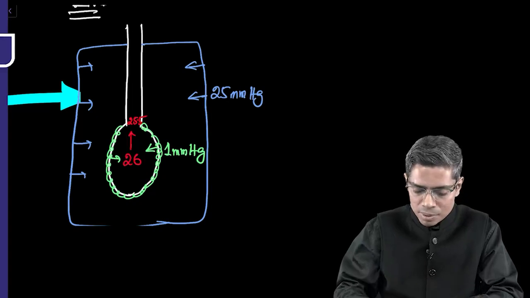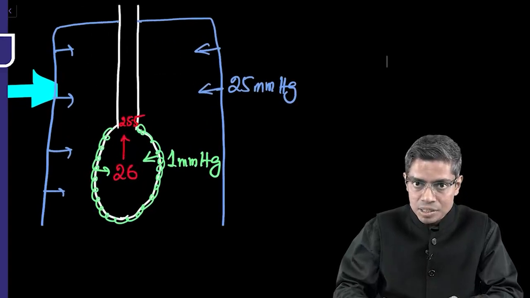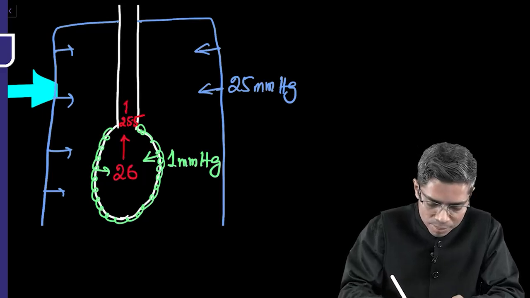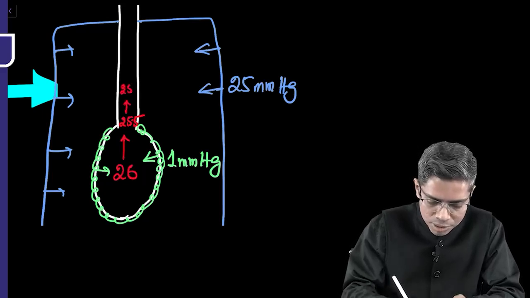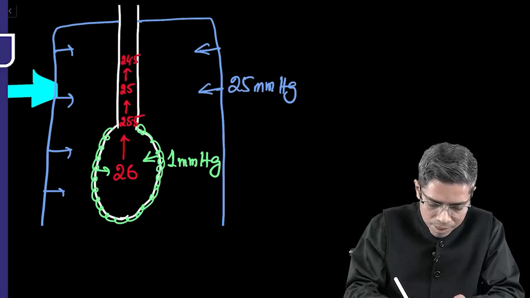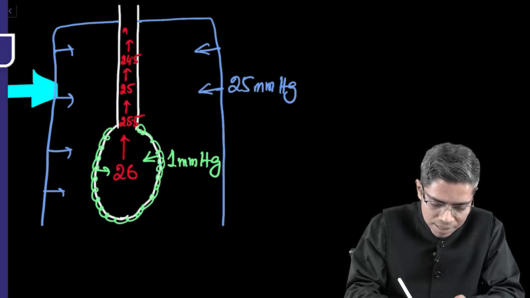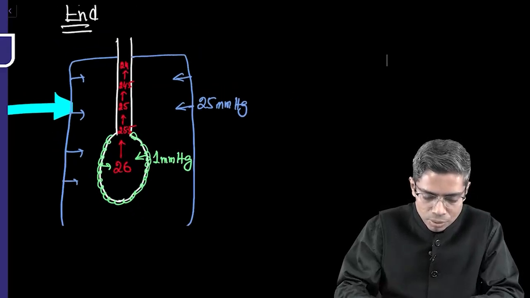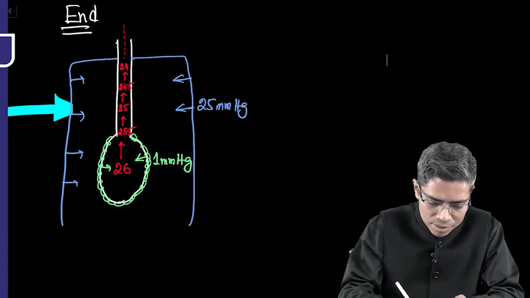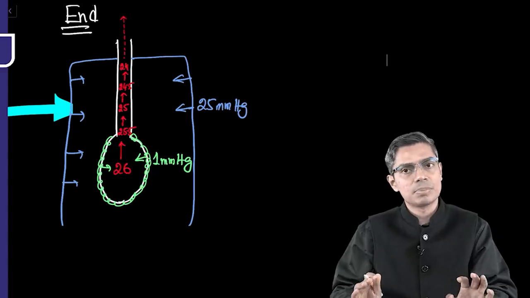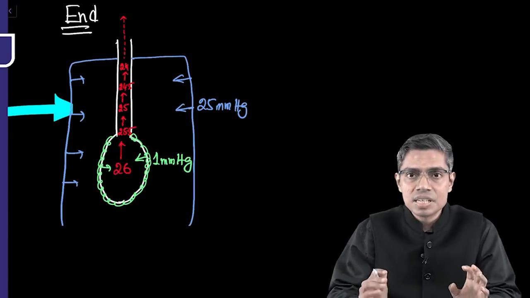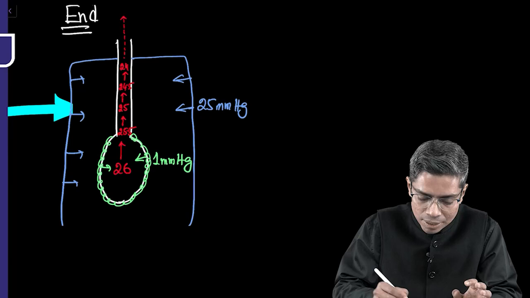Why will the pressure drop? Because of the airway resistance. So as more and more air is moving, the pressure will drop more and more, right? Look at this number, 24.5, then 24, and it will go on reducing towards the mouth of this subject. So why is this pressure reducing? Because of the airway resistance.